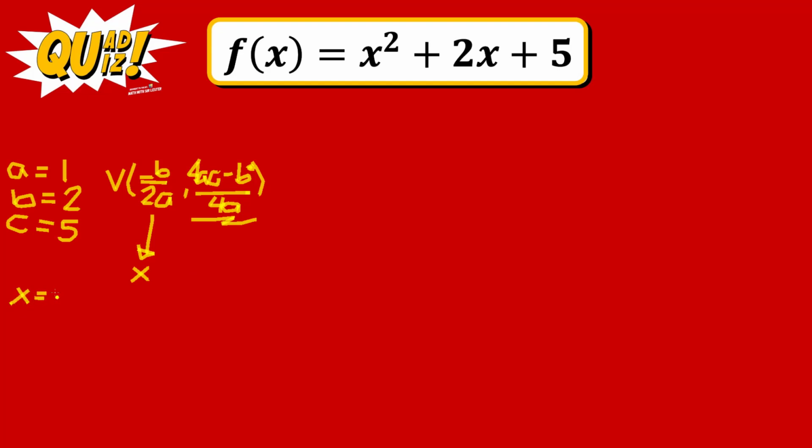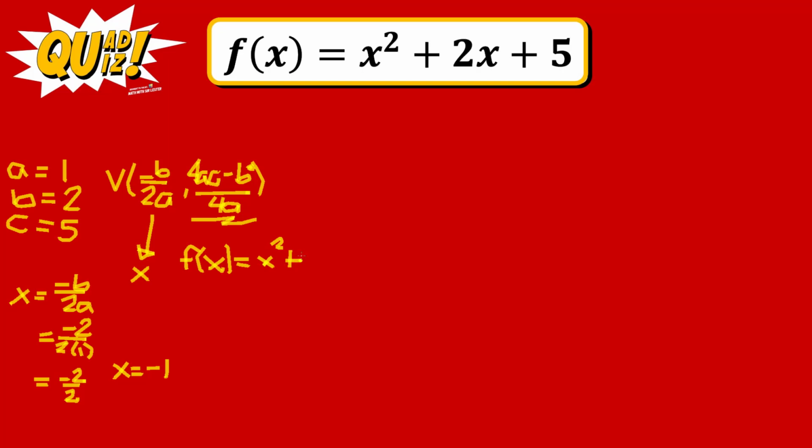For our x coordinate, we have -b over 2a. Your b is 2, so -2 over 2 times 1. You will have a result of -2 over +2. That would mean the x coordinate of our vertex is -1. This value of -1 will then be substituted in our function, because our f of x is also known as y in terms of the Cartesian plane.